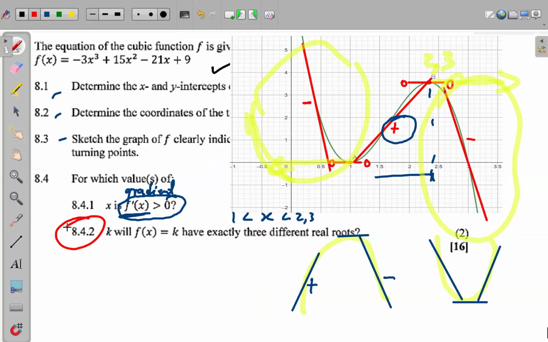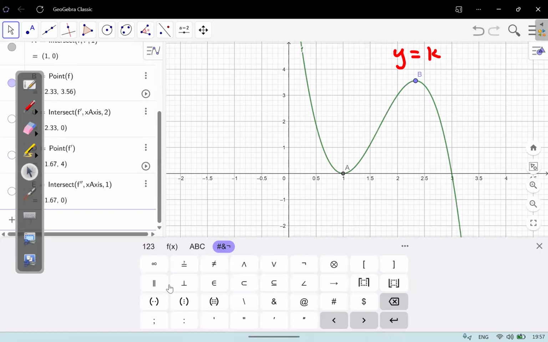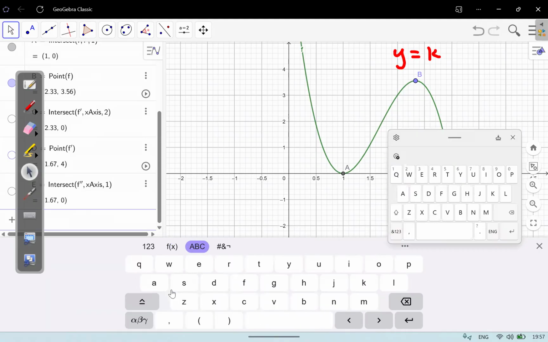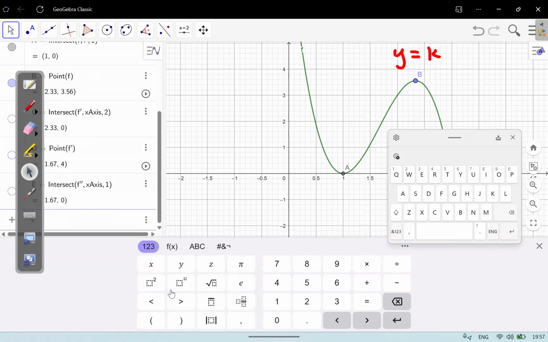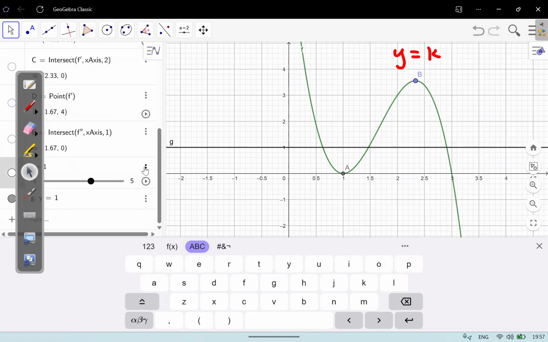All right. Now, let's get to the final part, which is this question here. Values of k for which f of k will have exactly 3 different real roots. Now, I want you to think of k as a horizontal line, the horizontal line y equals k. And I want to show you how that line actually looks. So I'm going to sketch here the horizontal line. I hope this will allow me. The horizontal line y equals k. I want you to see how exactly it looks. There is the horizontal line y equals k.